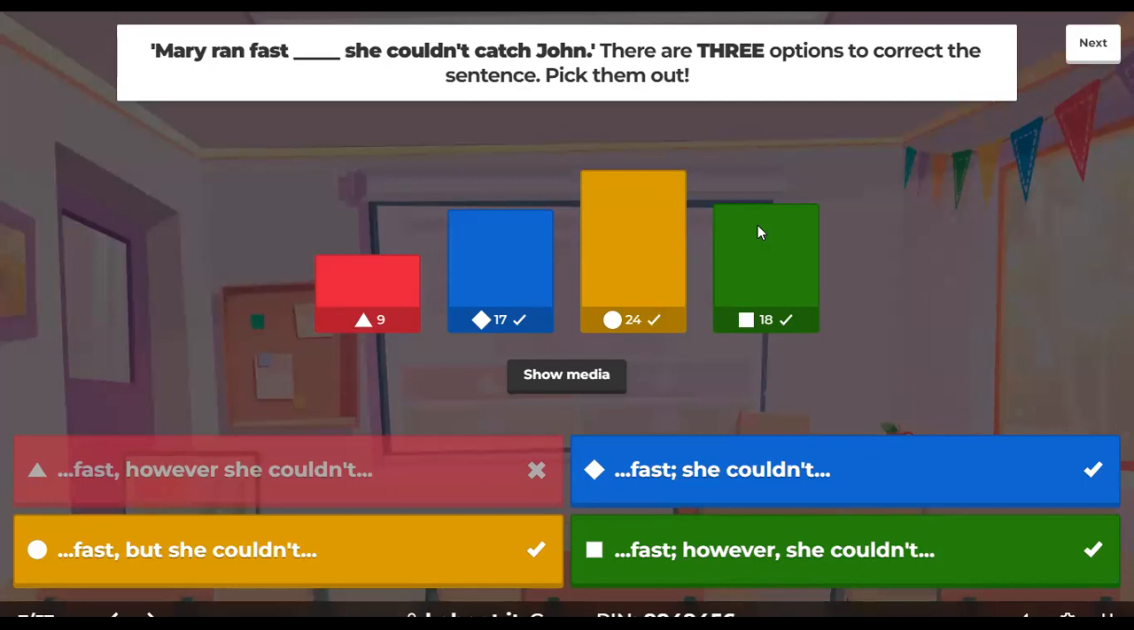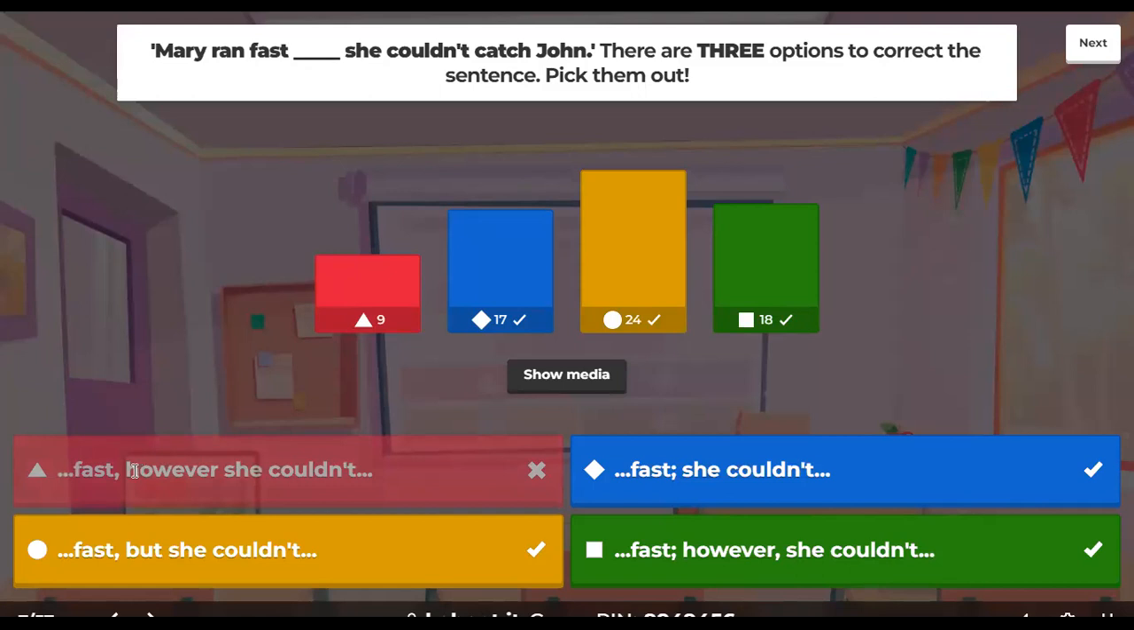Now this sentence: Mary ran fast. She couldn't catch John. I told you that these are two sentences and they are not connected. We call this a run-on, or a fused sentence. Here we have Mary ran, subject verb. She couldn't catch John, subject verb, and there's no connector. This is a mistake in English.